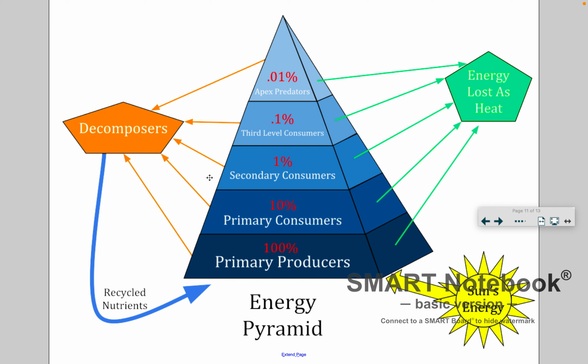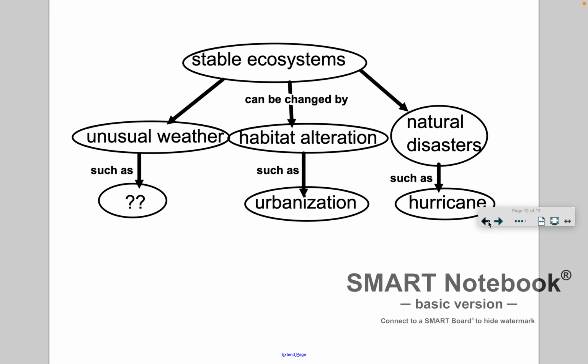So as energy is transferred, there's less available. Okay, energy gets lost as heat and waste products, and that's why it's only 10%. But remember, everything will eventually die and decompose and recycle the nutrients back for primary producers to use. And that is it.